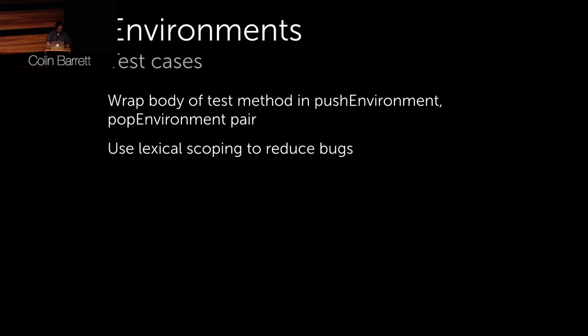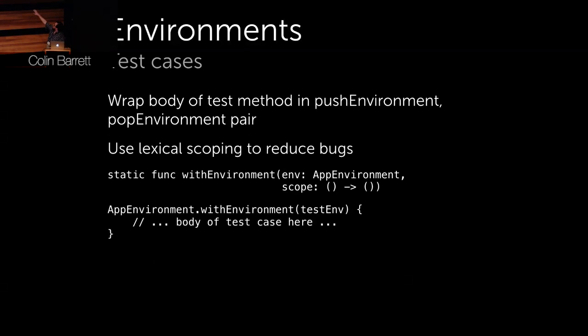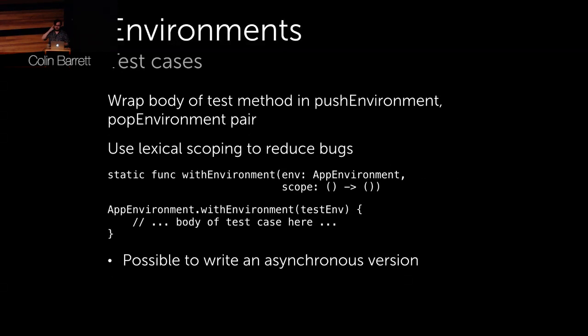So we can write this with environment function on the app environment struct, and this thing here, this scope, is just a closure. It's just going to invoke with that environment pushed onto the stack, and once that function is done running, it's just going to pop. And it is possible to write an asynchronous version of this. It's similar to a lot of other continuation passing code where you get back a callback to call when it's time to pop the environment, and you just call that in your final completion handler if you had a bunch of asynchronous calls.